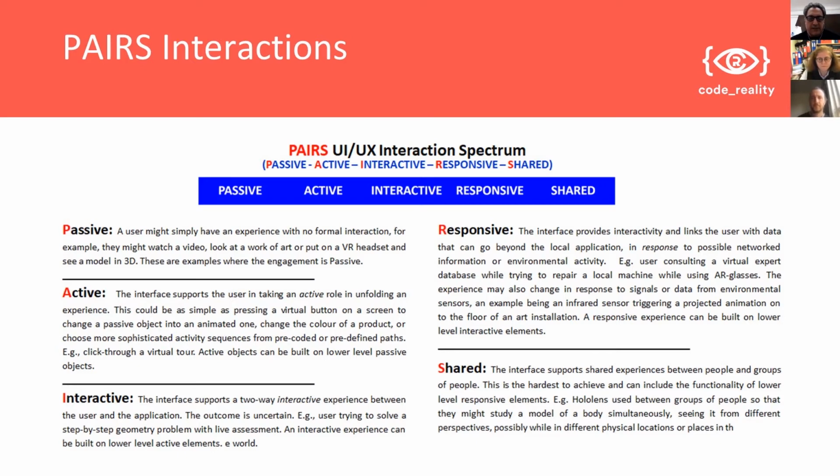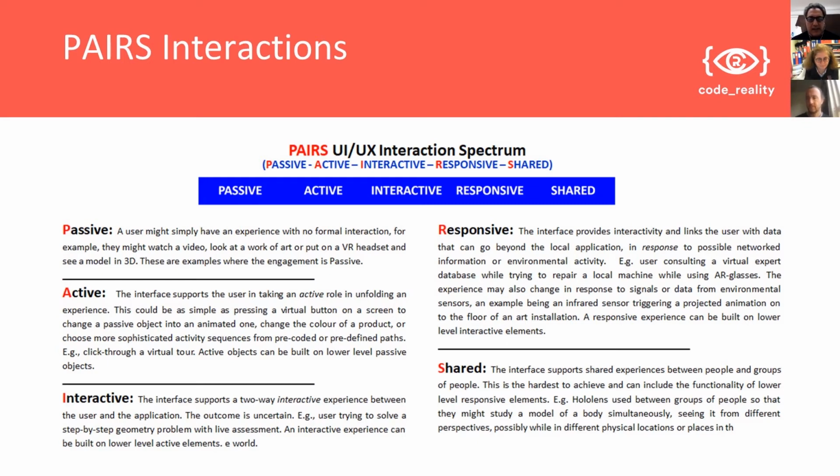On the other hand, if they are using an augmented reality app, for example, and they want to change the color of a car they're looking at, and they push a button and that changes the color of the car, that's a one-way change of information in the scene. And that's an example of an active interface.